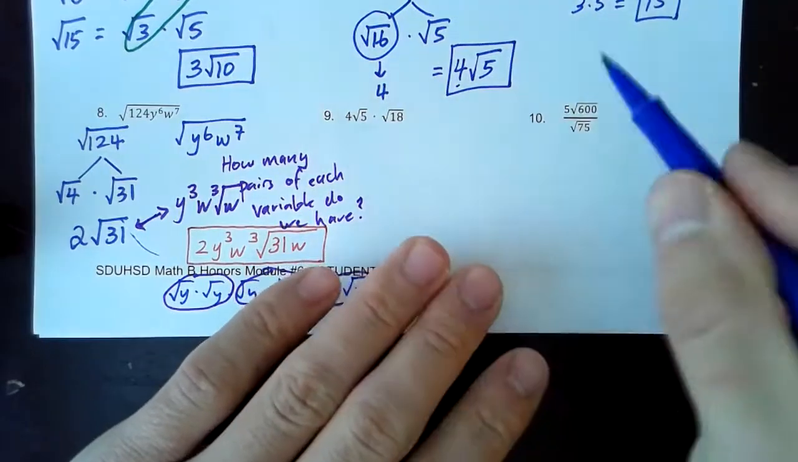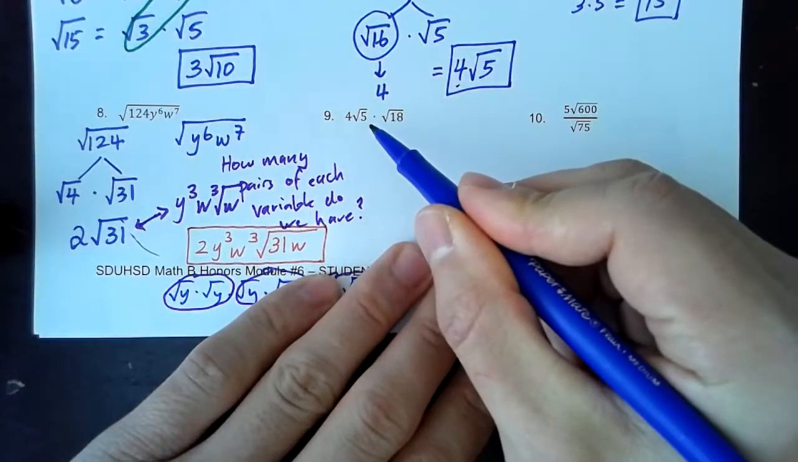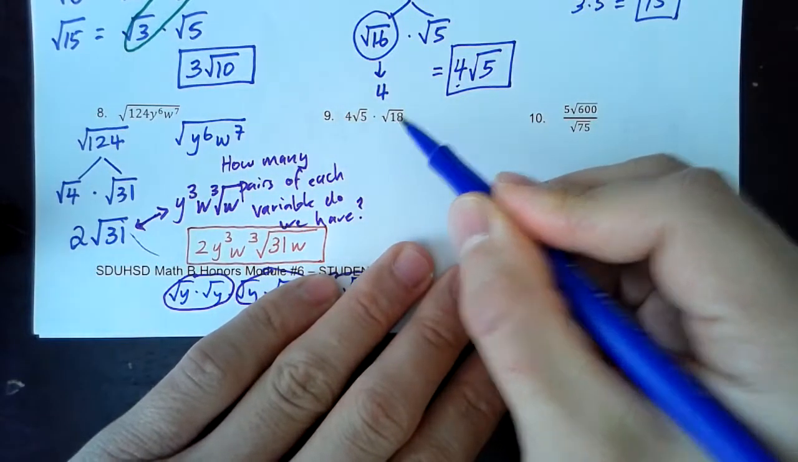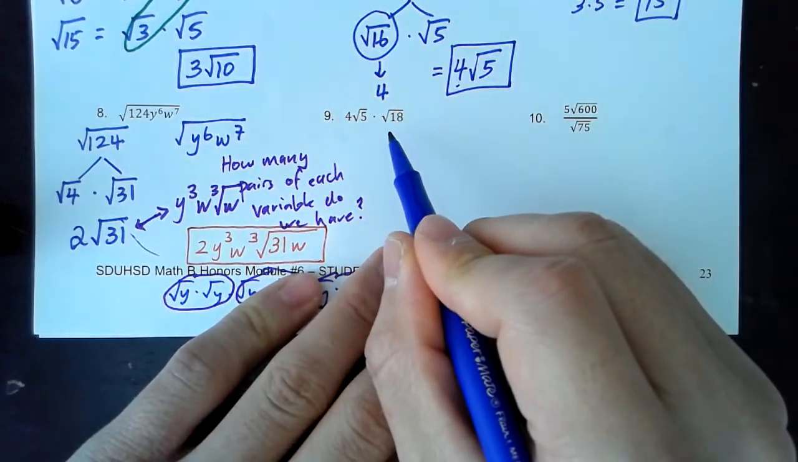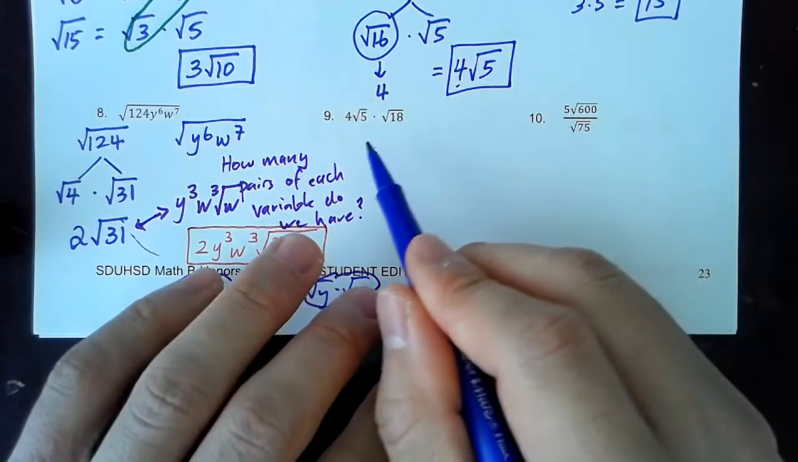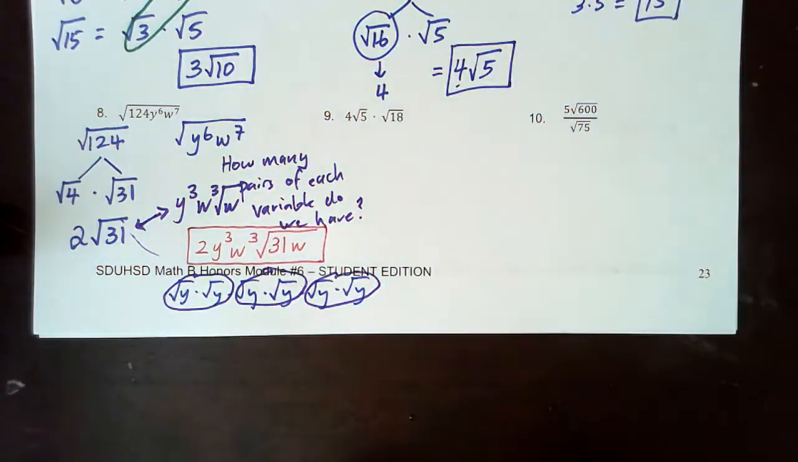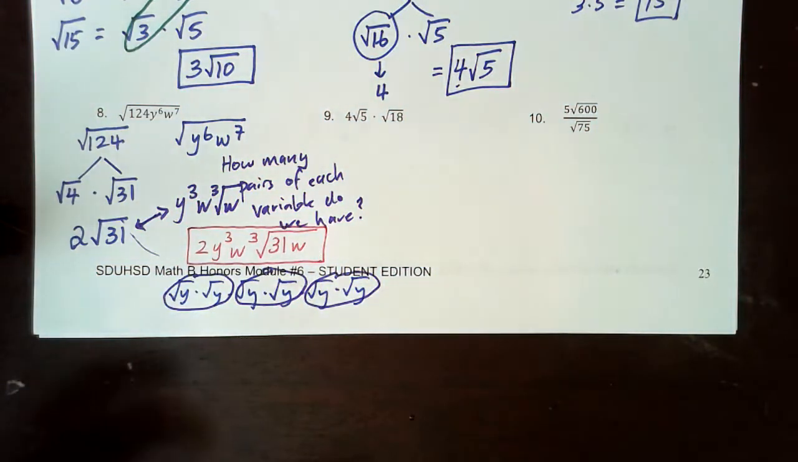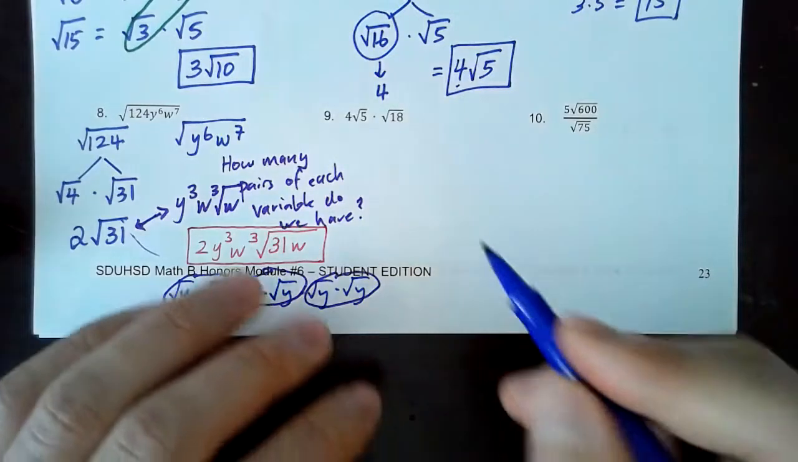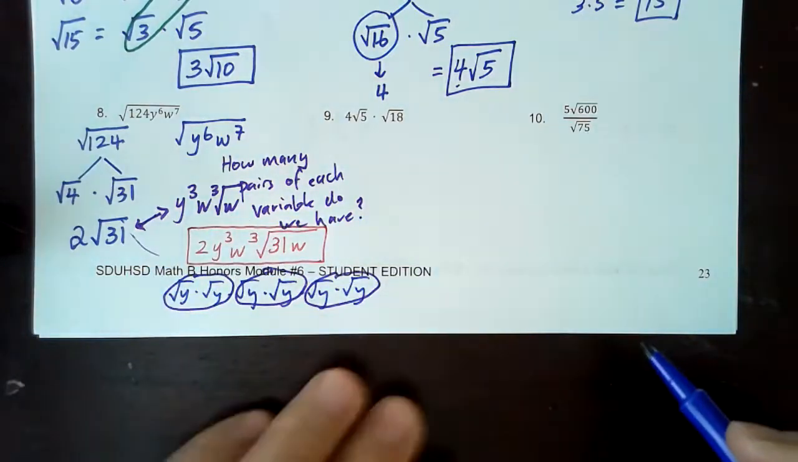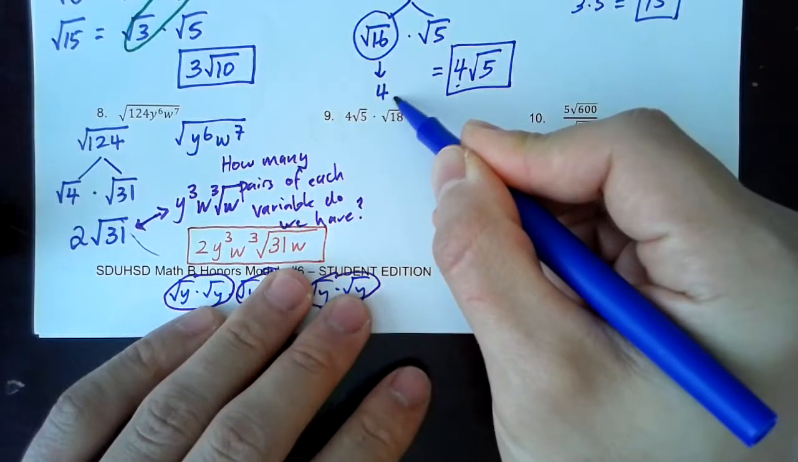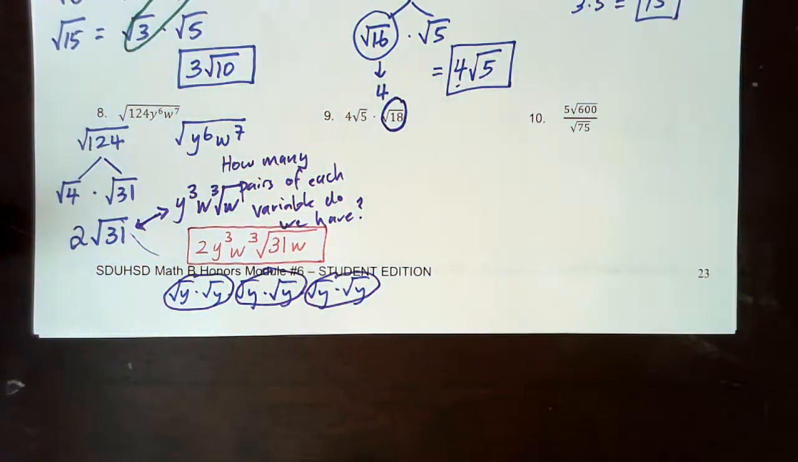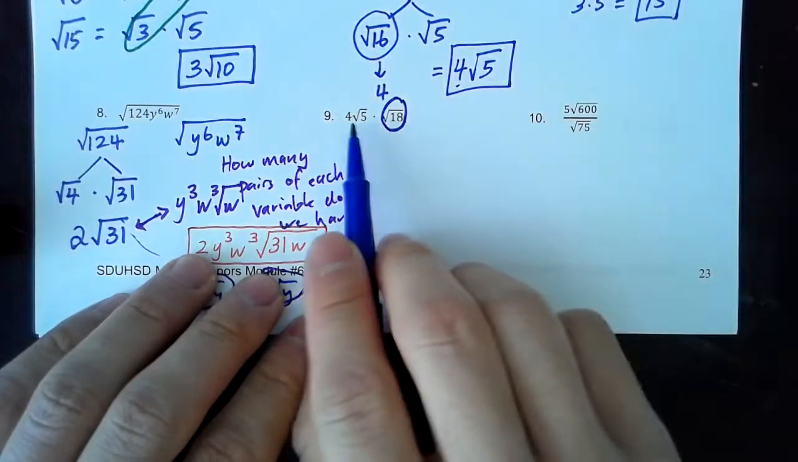Okay, let's start on number 9. 4 square root of 5 times the square root of 18. So if we were in class, I would ask the students to try to do this on their own, and I would try to get as many different combinations and routes you can go. I think one thing that some people might be wondering is, Mr. Kuo, can I simplify the square root of 18? Should I simplify that first before I multiply these 2?